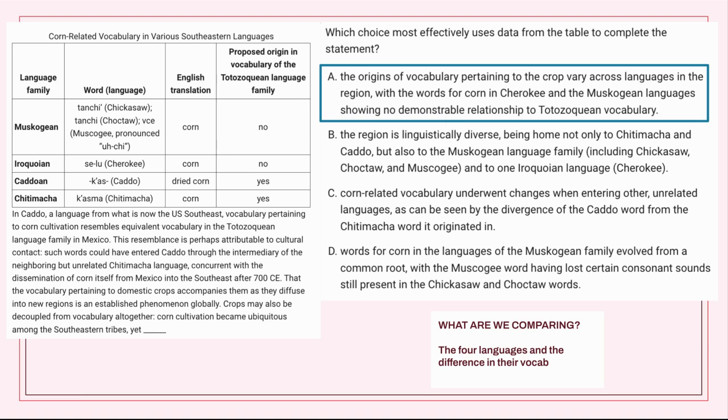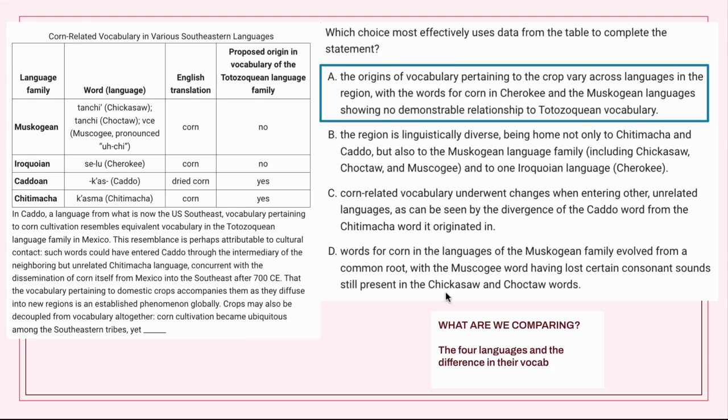Okay, so I think A, the origins of the vocab pertaining to the crop vary across languages in the region, with the words for corn in Cherokee and Muskegean languages showing no demonstrable relationship to the Mexican, the Totozacan vocab. And that's true. We can see Muskegean here and the Cherokee here. They're not related to the Totozacan family, and if you look at the words, they're also pretty different from these two, which are related to the Totozacan family. So there is no demonstrable relationship, so their words are pretty different.